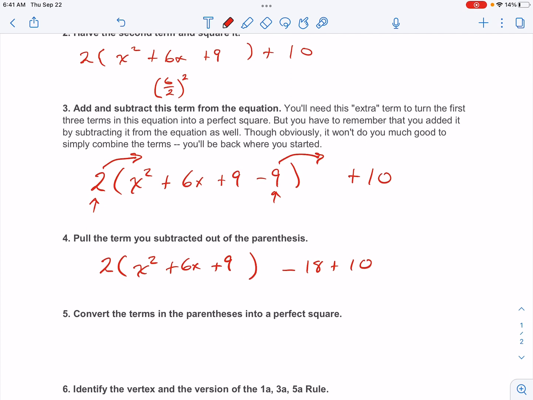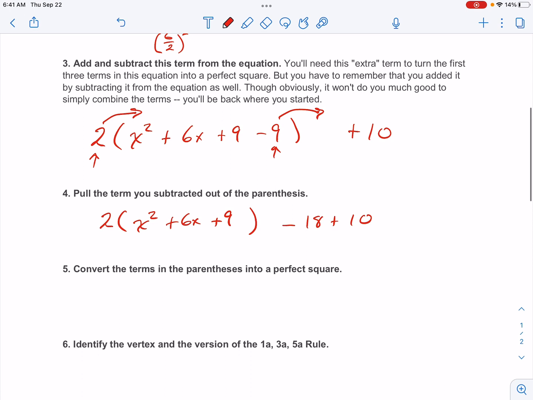Now we're converting the parentheses, step 5, into a perfect square. The number up front stays the same. And in the back we have, let's see, minus 18 plus 10, that'll be minus 8. Okay, the step for completing the square or making the perfect square, the number here is always half of the middle term or the square root of the last number.